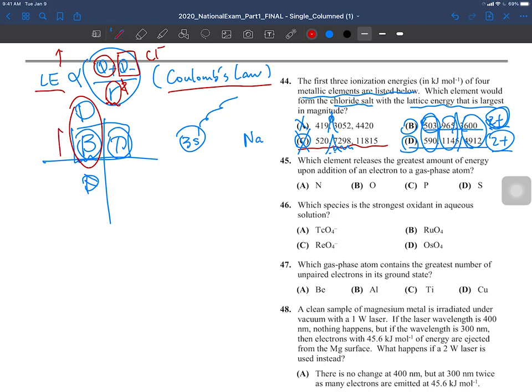If this is the case, if they are in the same period, first, we cannot really explain why they have the same charge. Secondly, will this kind of assumption also give us the same conclusion? So if this is the way, B2+ and D2+, which one will have a smaller size? It's still the D2+, right? Because it has more protons. So we still get the same results. So D has a smaller size, which means it will have a higher lattice energy. So I tend to choose D.